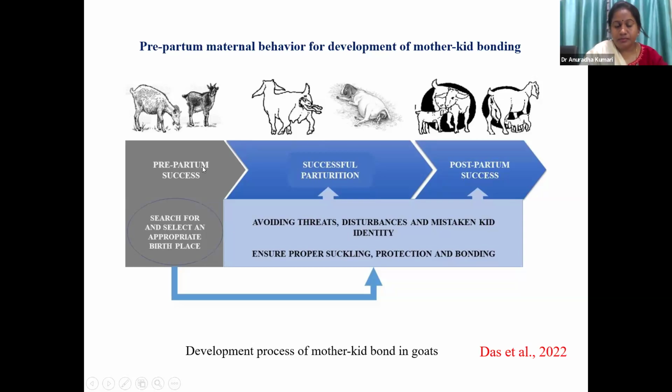During the prepartum period, if the mother shows isolation-seeking behavior and selects a natural place of birth, that will help in the expression of maternal behavior, which helps in giving birth in a calm place, easing suckling of the young one, and developing the important bond between the mother and the kid. The development of mother-kid bonding during this sensitive period, as I have discussed, before and after parturition, is most important for the survivability of the kid.